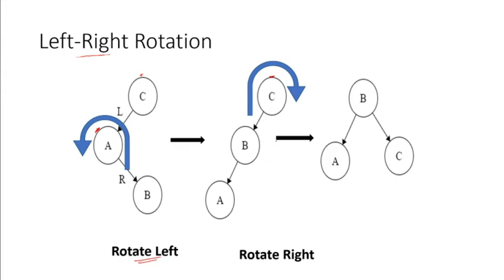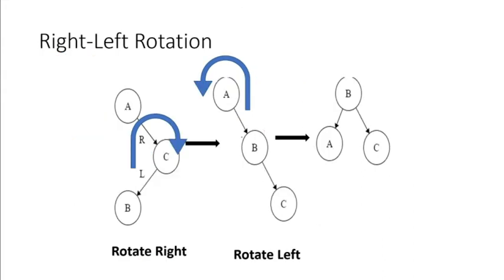In the same way you can see the right left rotation. So RL, first you need to go to the right and then to the left, so RL rotation, right? Firstly you rotate to the right, and once you rotate to the right you will get RR, hence you perform rotation to the left.